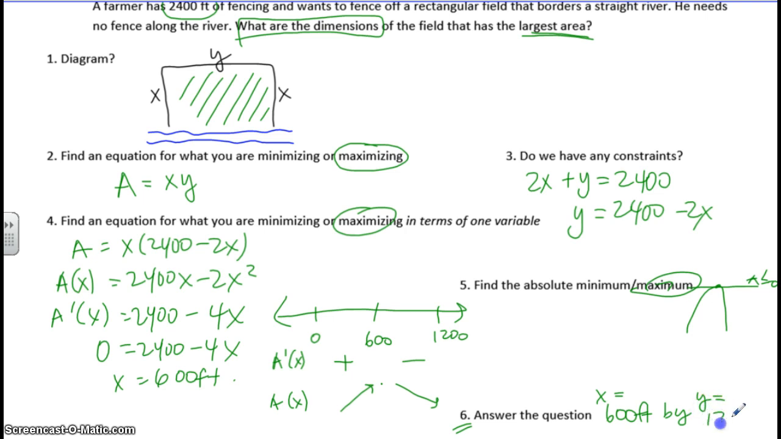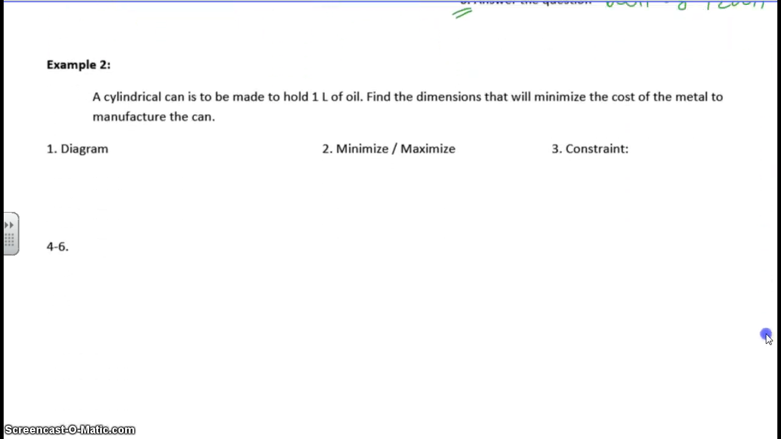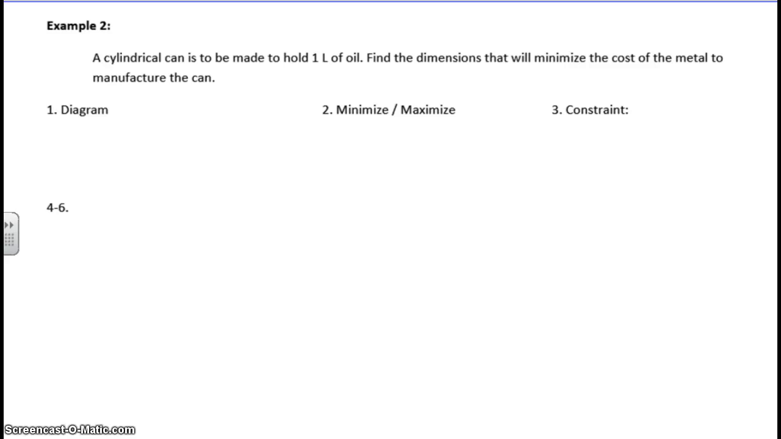2400 minus 1200 is 1200 feet. So this would be your final answers. If you have a diagram, what variable is x and what variable is y is very clear, so you need no more than this. Okay. Now, example 2 is actually doing the same thing.